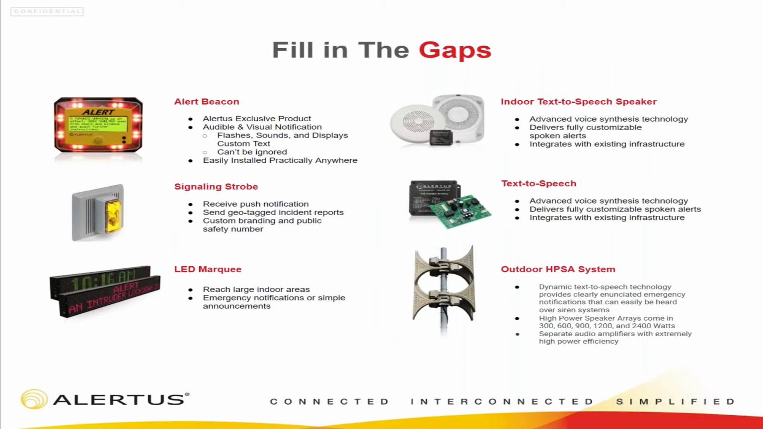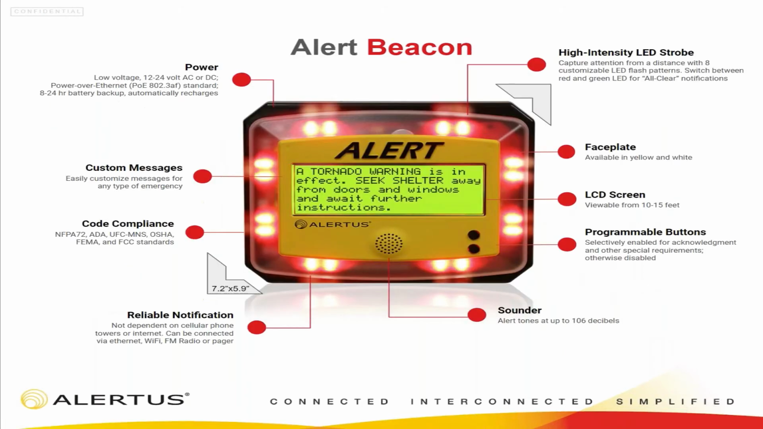But during those emergency situations, if you have those high foot trafficked areas where you don't have something to tap into and to leverage, we can look to hardware devices such as the alert beacon, which is a great device in and of itself to be able to not only capture people's attention with the flashing lights and the text on the screen, but we also have a 106 decibel speaker built into that alert beacon to capture that end user's attention from an audible standpoint.